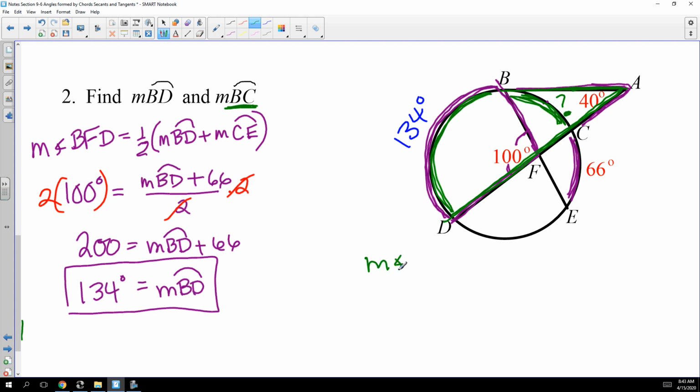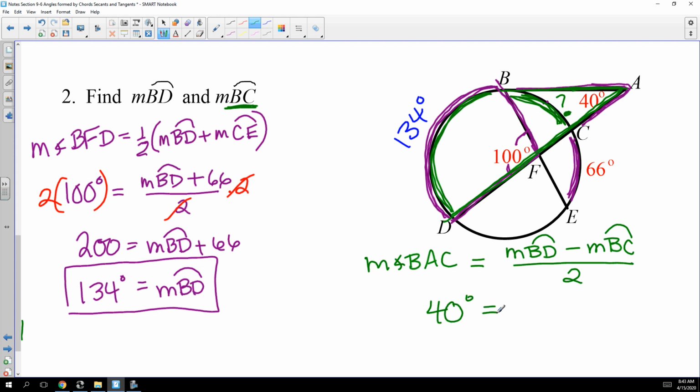The measure of angle BAC is equal to the measure of arc BD minus the measure of arc BC, all divided by 2, because remember that angle formed is outside the circle, so it's half the difference. But if we were trying to set this up and we put in the 40 right here, but we were looking for the measure of arc BD first, we didn't have either of these measurements known. So we had to find the measure of arc BD using something else first. So now we have 134 degrees minus the measure of arc BC all over 2.